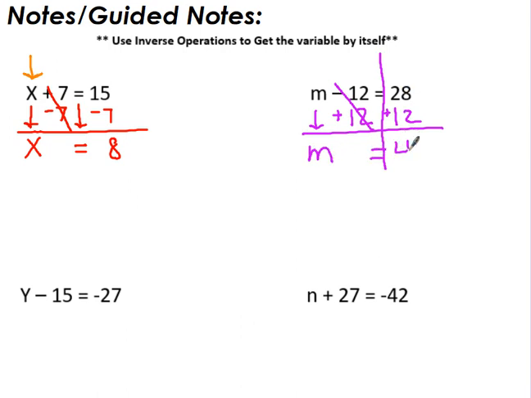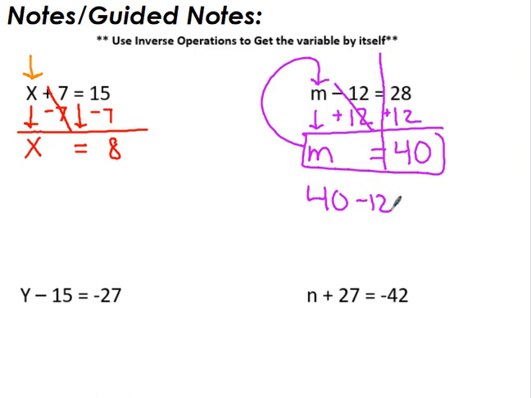Now, the way that we check our answers to see if we got it right is we can always take this answer and plug it back into my original equation. So I have 40. If I replace m with 40, 40 minus 12, well, that is 28, which is what it's supposed to be equal to. So I did it correct. Just like over here, if I take this 8 and plug it back in, 8 plus 7 is 15. So it does work.